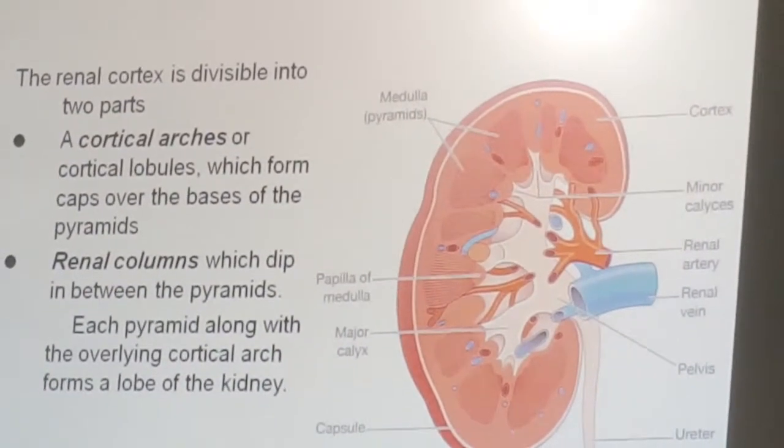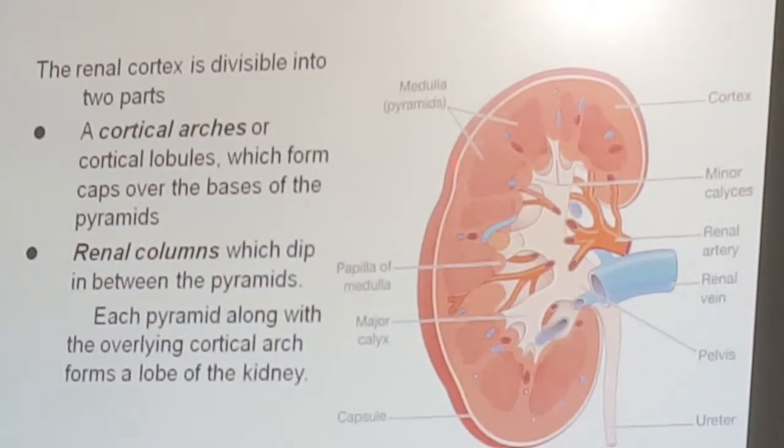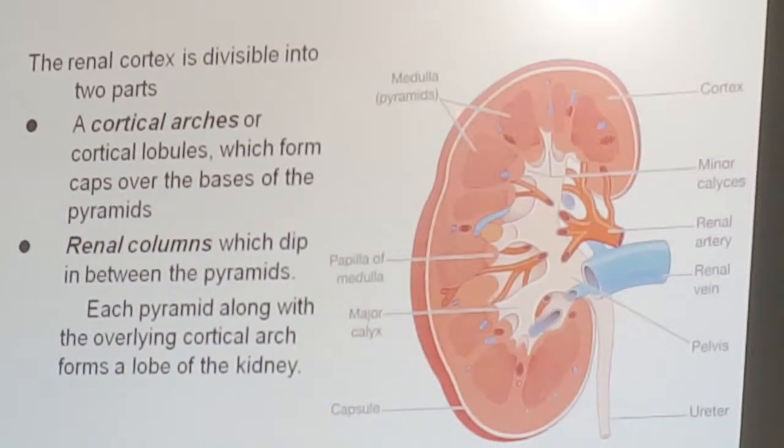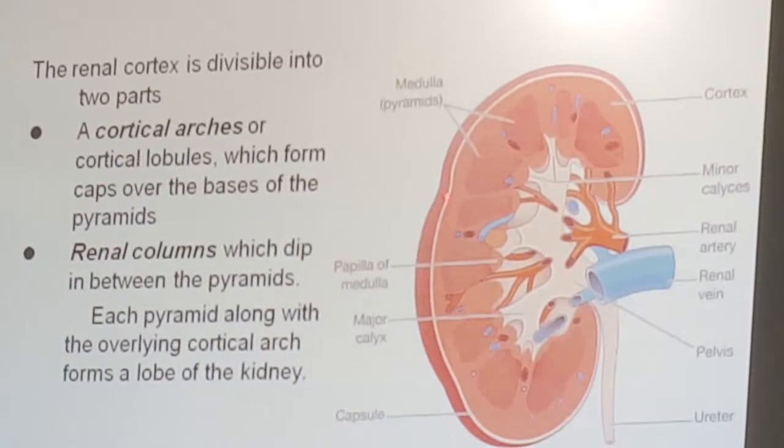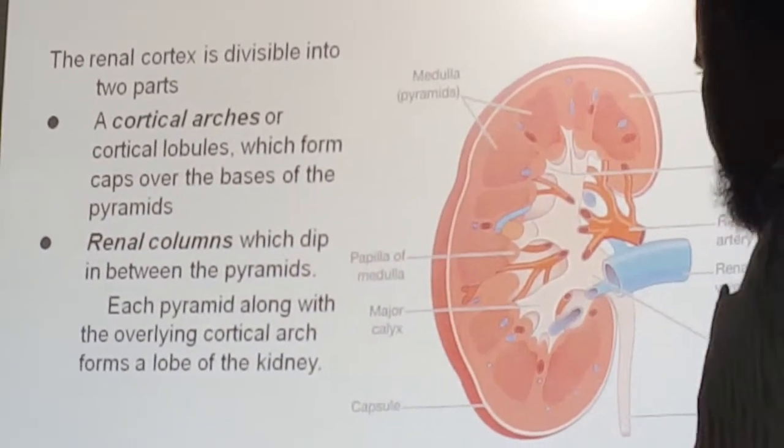So within the cortex there are two parts. The cortical arches, which are above, form a cap around the base of the pyramid, and there are columns. These are called the renal columns.